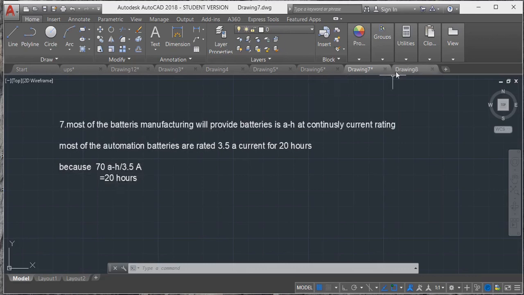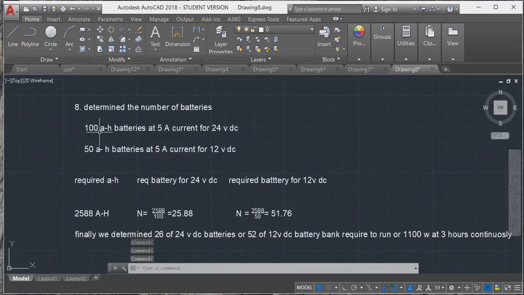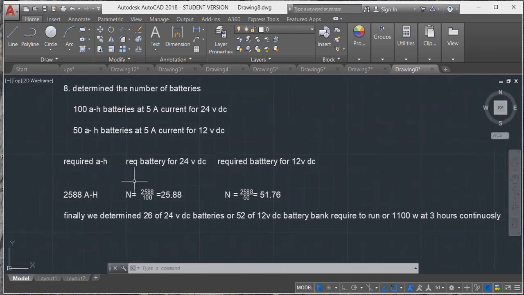Now the last step is to determine the number of batteries. Batteries of 100 ampere hour and 50 ampere hour ratings are available in the market. The required ampere hour is about 2500. Finally, substituting all these values, we have to determine the number of 24 volt batteries required, either 26 or 50.